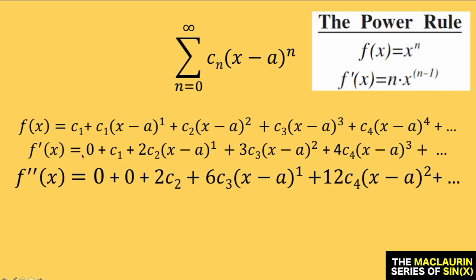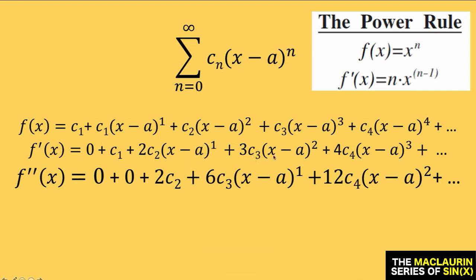So let's differentiate f prime of x. And let's do that term by term. The derivative of 0 is 0. The derivative of a constant c sub 1 is 0. Here, the derivative is computed using the power rule with our n equal to 1. If we subtract 1 from this exponent, we get 0. Any number raised to 0 is 1. So what we will have here is just 2c sub 2.